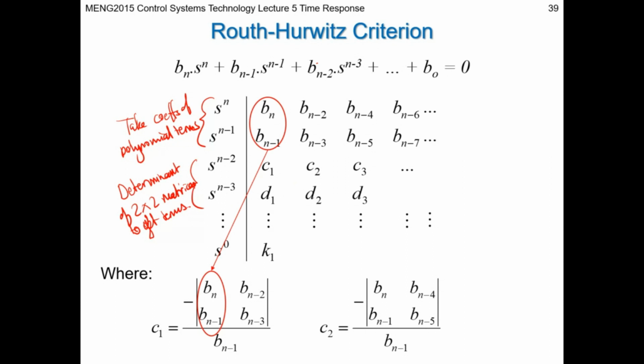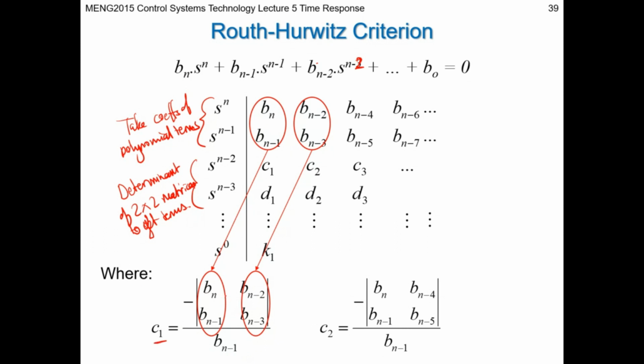How does that work? Well, it works like this. Your first determinant, which is a 2 by 2 matrix, divided by... we're taking the first 2 terms from the first row, the first 2 terms from the second row, and we're creating what's called a determinant, which is the 2 by 2 matrix of those 4 terms, dividing by Bn minus 1, which is the first term on the second row. All right, and that gives us C1.